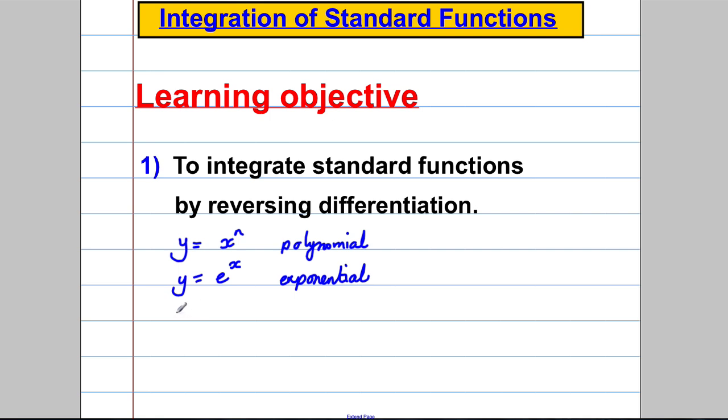Next, I'd like us to be able to integrate functions such as 1 over x. Okay, so reciprocal functions. I'd like us to be able to integrate reciprocal functions. And then I'd like us to be able to integrate trigonometric functions. So standard trigonometric functions like y is equal to cos x, and I'm going to put here trig functions, but they would include all the standard trig functions that we need to be able to integrate. So that's what I'm attempting to do in this video.